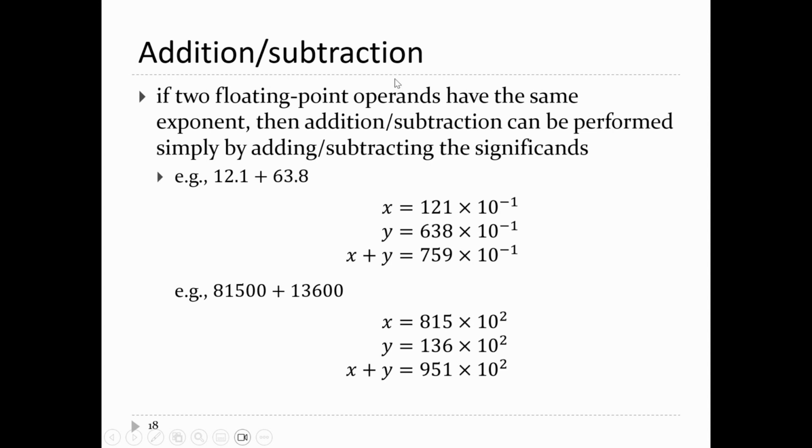To add two floating point values, if they have the same exponent in our representation, then you just add them. So 12.1 and 63.8. Take the 12.1, convert it to your floating point representation. Three digits, so that's 121. Compute the exponent, that's 10 to the minus 1. Same thing with 63.8, so write out 63.8 as 638 times 10 to the minus 1. Now compute the sum. That's 759 times 10 to the minus 1, or 75.9.